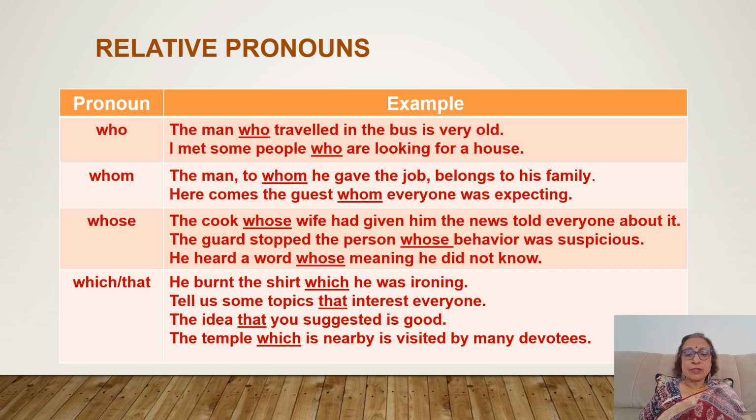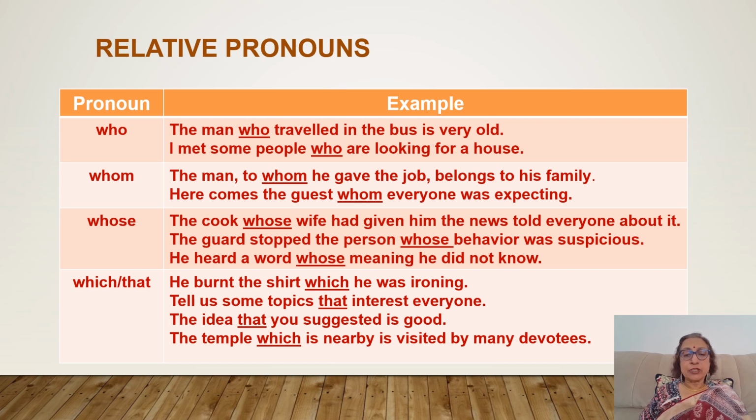The idea that you suggested is good. So the idea is good, you suggested it. The idea is subject in the first sentence and the idea is object in the second sentence. But for non-human nouns, there is no difference, so you are safe. You don't have to worry. You can say, the idea that you suggested is good, or the idea which you suggested is good.